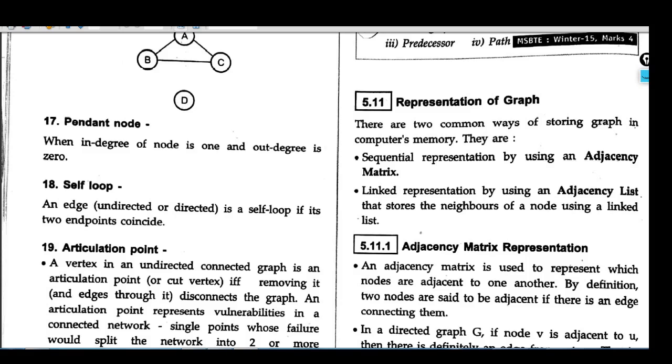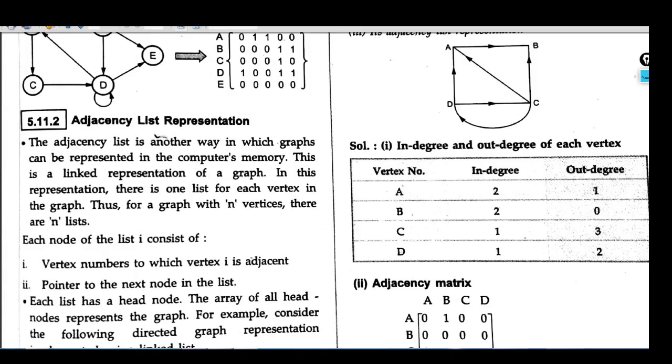Then in the next video we will see representation of graphs. There are two types of representation: adjacency matrix representation and adjacency list representation. So there will be a question on these two topics, and there will be a question on graph terminologies. After that your syllabus ends. So we will take one more video lecture on representation of graphs. In the next lecture we will discuss that.